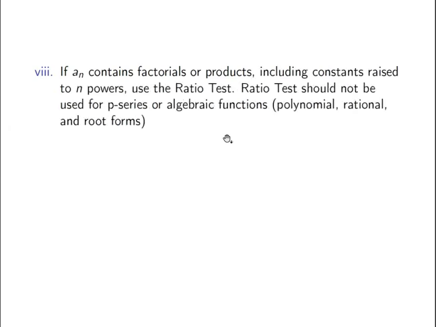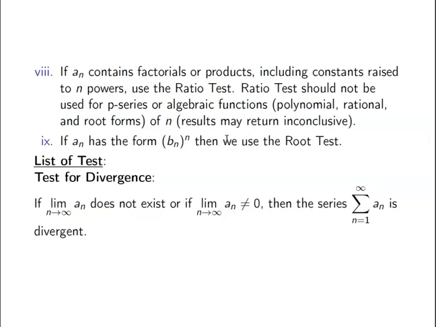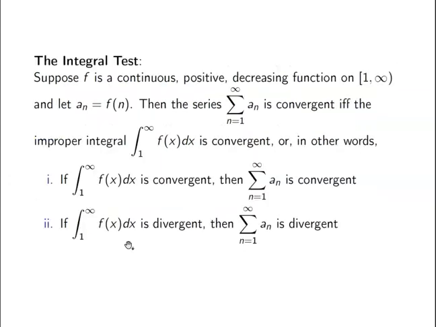So let's review and look at each of the different tests that we have, right? Our test for divergence: if the limit of the general term as n goes to infinity does not exist or does not go to zero, then our series is divergent, right? That's the first thing that we talked about, the test for divergence.